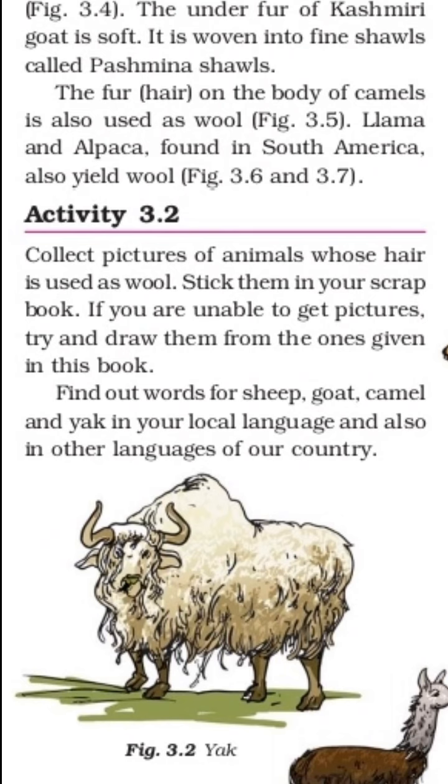Find out the words for sheep, goat, camel and yak in your local language and also in the other languages of our country. Now this activity you can do at home, in your science notebook, where you have to collect some pictures of the animals whose hair is used for wool, and find out what is the name of those animals in our locality, like sheep, goat, camel and yak. In your local language, you can write in front of that.